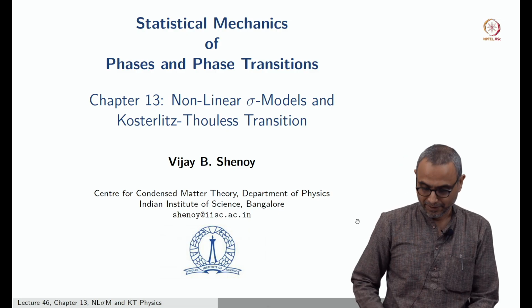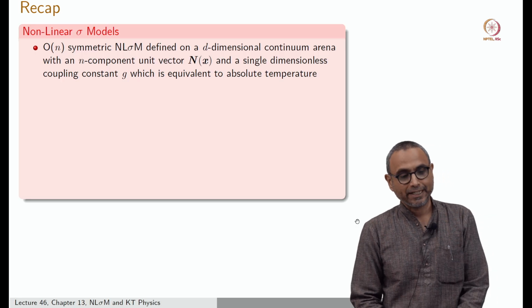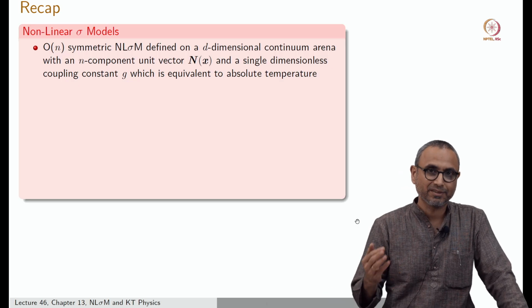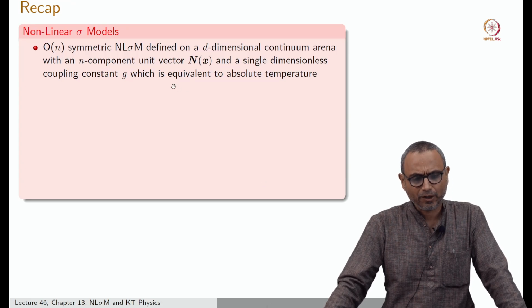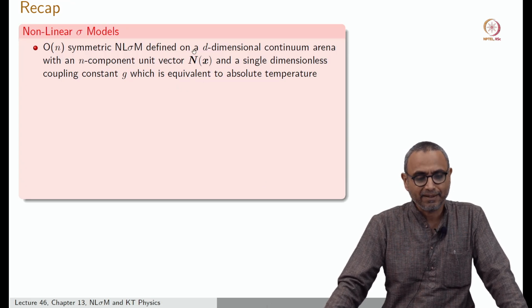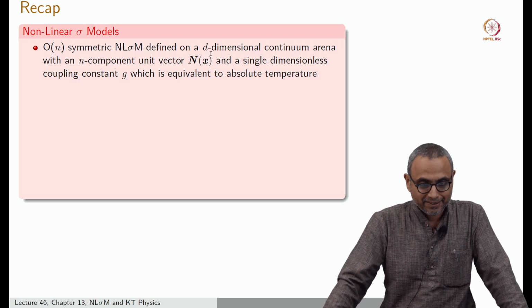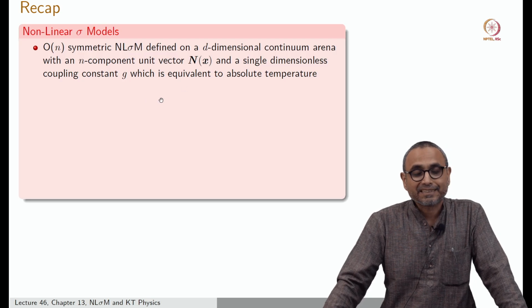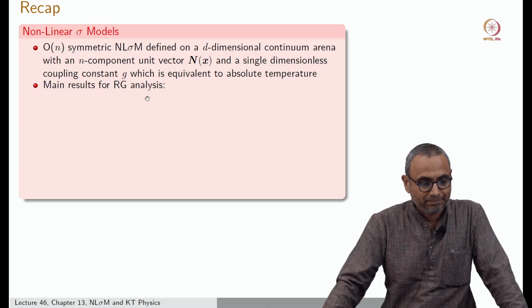We have been discussing nonlinear sigma models, and the idea is to try to describe a system which has, let's say, broken some symmetry and use the Goldstone modes as a way to describe it. And what this does is it uses a unit vector n component as a field, and that gives you the nonlinear constraint that it has to be a unit vector, and that causes all the interesting physics as well. And this is described by a dimensionless coupling constant which is equivalent to the absolute temperature.